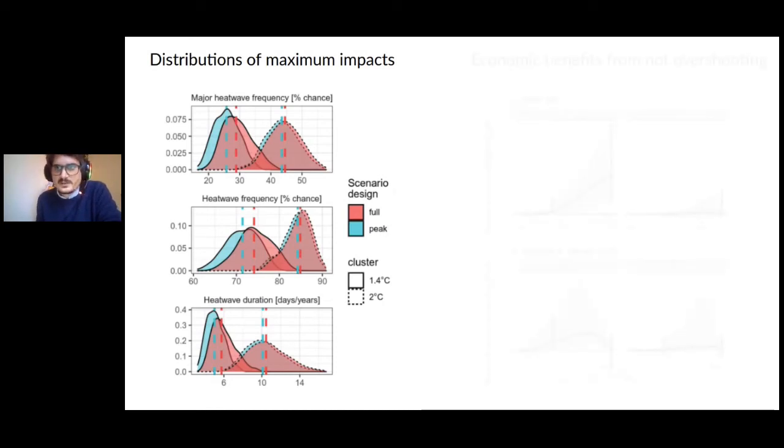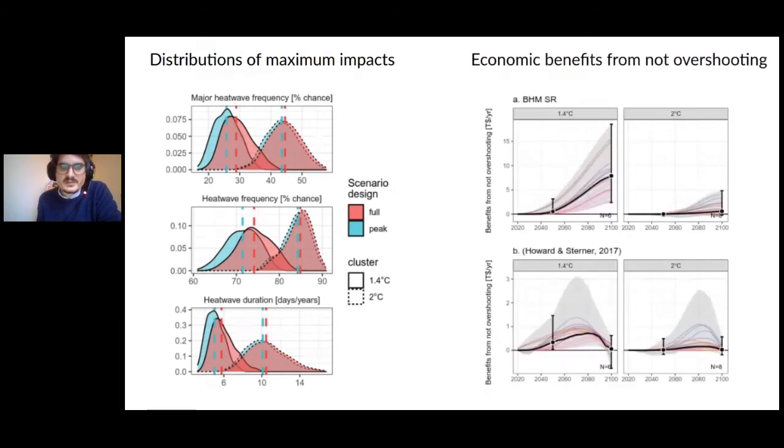About economic benefits from not overshooting, comparing the economic impact between the two scenario designs, we apply here two different damage functions. On the top, the growth-based damage function from Van Vuuren et al. 2015, where the impacts are accumulating over time and the damages are persistent. So in this case, the benefits of avoided damages are large and they increase all over the century.